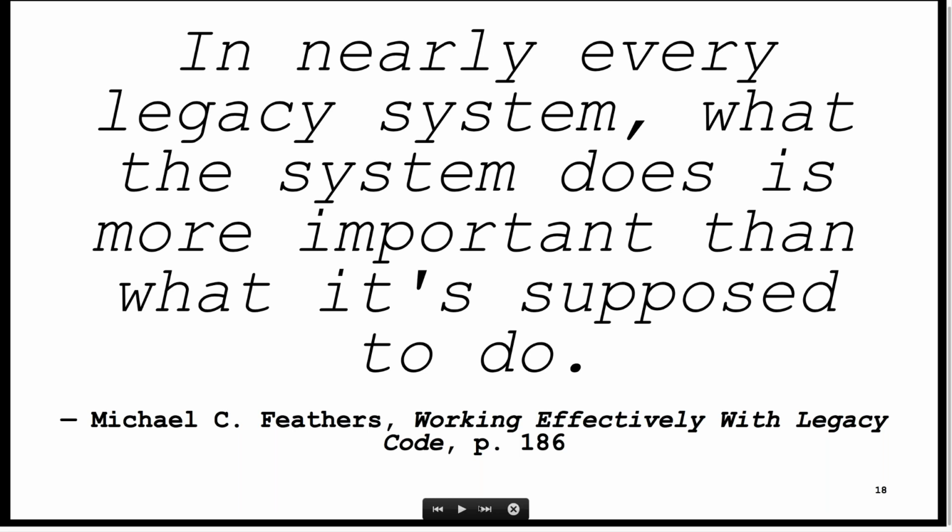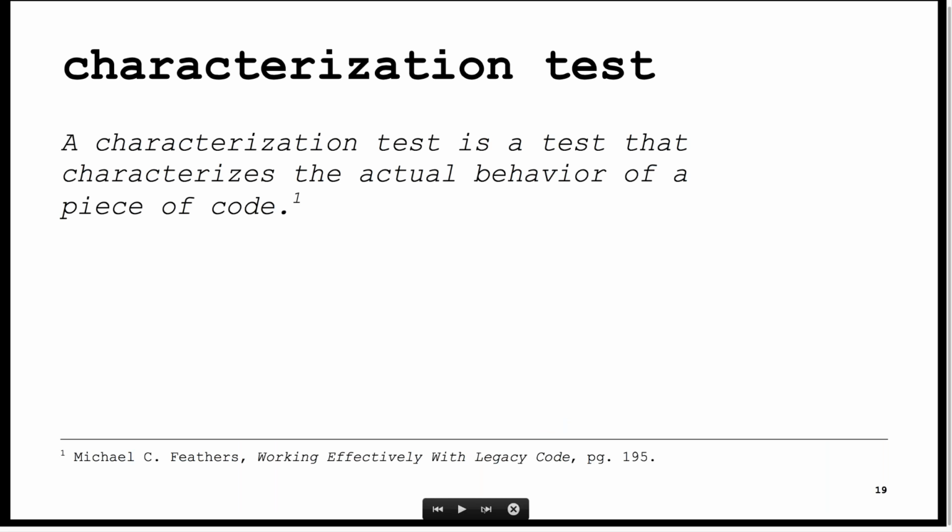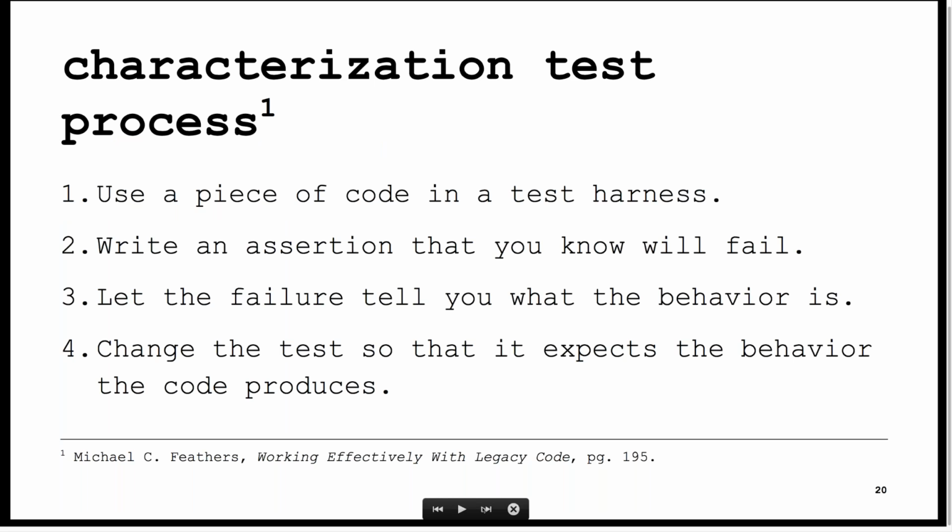This comes from a subchapter of the book about a type of test known as a characterization test. And here's that definition. A characterization test is a test that characterizes the actual behavior of a piece of code. It isn't right or wrong, it simply exists, and what it does is important. In order to describe how we use a characterization test, Feathers introduces something he calls a characterization test process. And here are those steps.